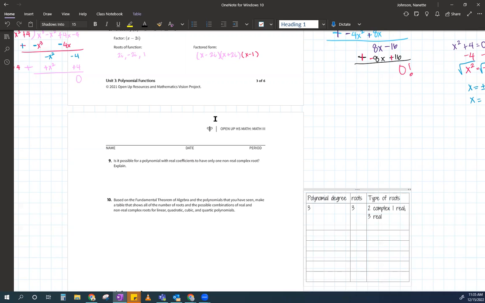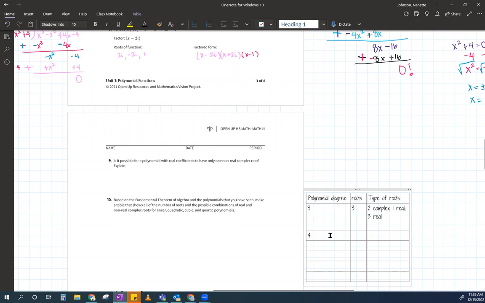What else can I have? Can I have 3 complex? Good. Why can't I have 3 complex? Yeah, because they come in pairs. Very good. So this is all the combinations that I could have. I could have 3 real, or I could have 2 complex and 1 real. There are no other combinations.